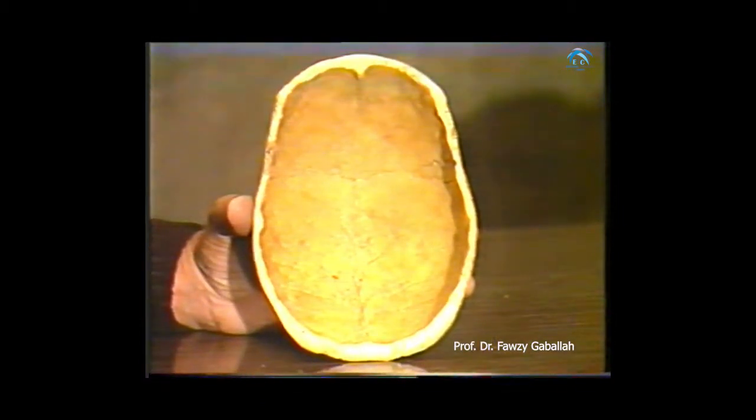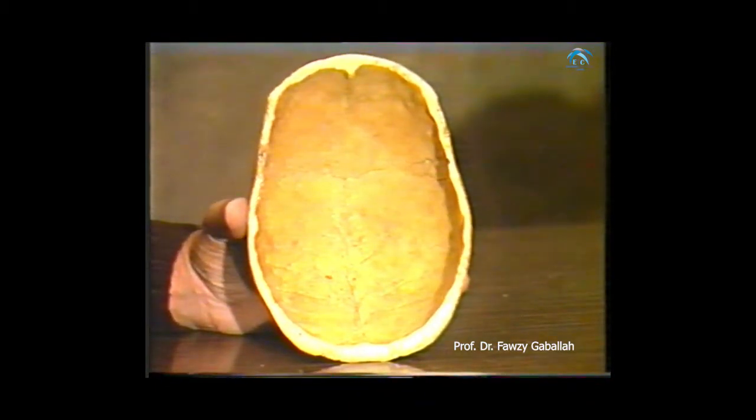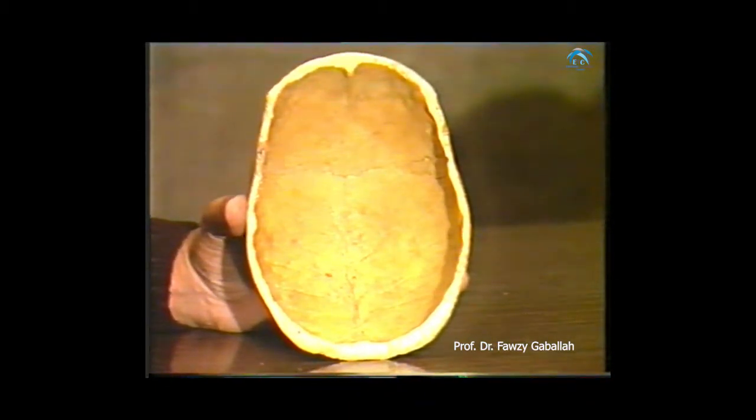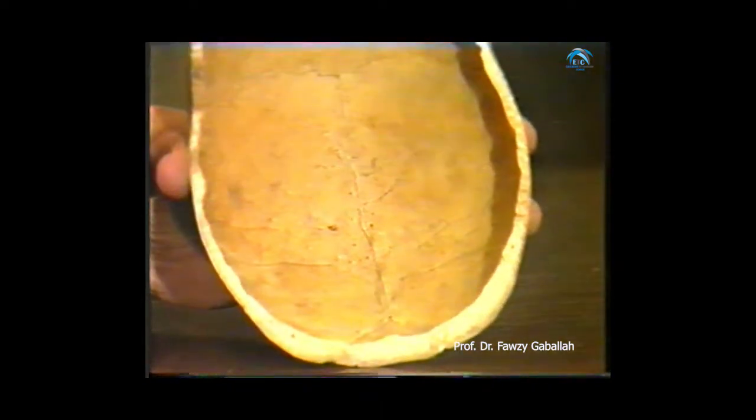Now we are going to describe the cranial cavity, starting by describing the skull cap. The internal surface of the vault of the skull, or skull cap, shows a sagittal groove in the median plane that corresponds to the sagittal suture. It lodges the superior sagittal sinus.